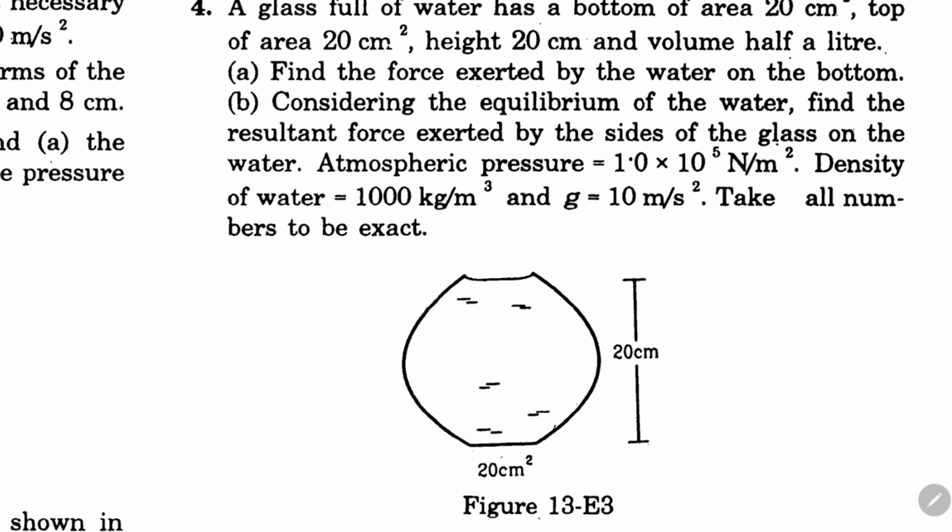In the fourth question, we have a glass full of water and the bottom area is given as 20 centimeter square. The top area is also 20 centimeter square. The height of the water is 20 centimeter in the container, and the volume is half a liter. So we need to find the force exerted by water on the bottom, and considering the equilibrium of water, we need to find the resultant force exerted by the sides of the glass on the water as well.